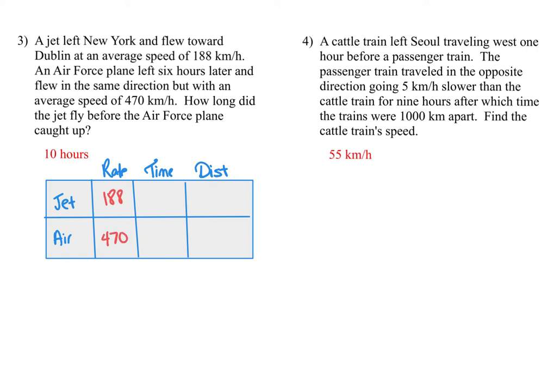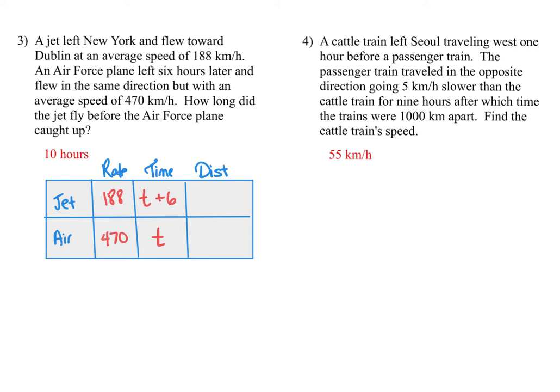One of them left 6 hours later. So the difference between how long they travel is 6 hours. Which one of these is going to take longer? The jet is most definitely going to take longer. And we know the difference in their time. It is 6 hours. So you can either say that the jet took 6 hours longer, or you could say the Air Force is t minus 6, right? When they give you a difference in something, one of them will be that variable and one will be the difference in it, okay?